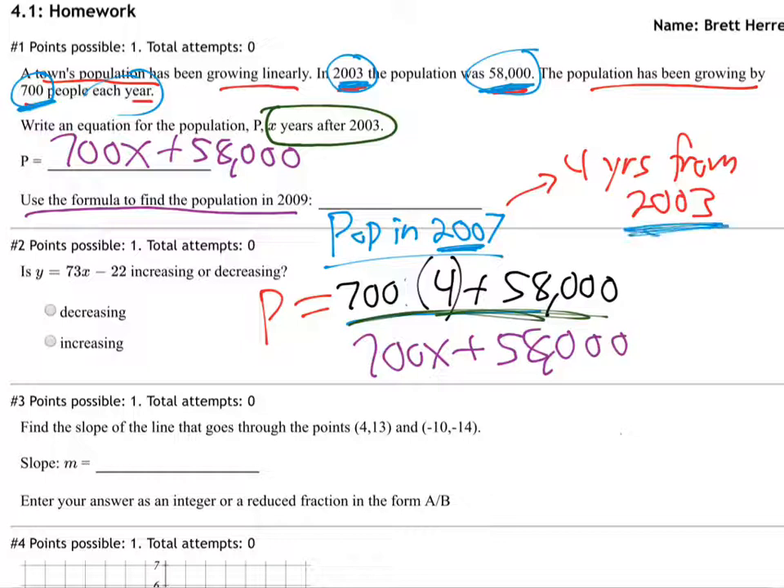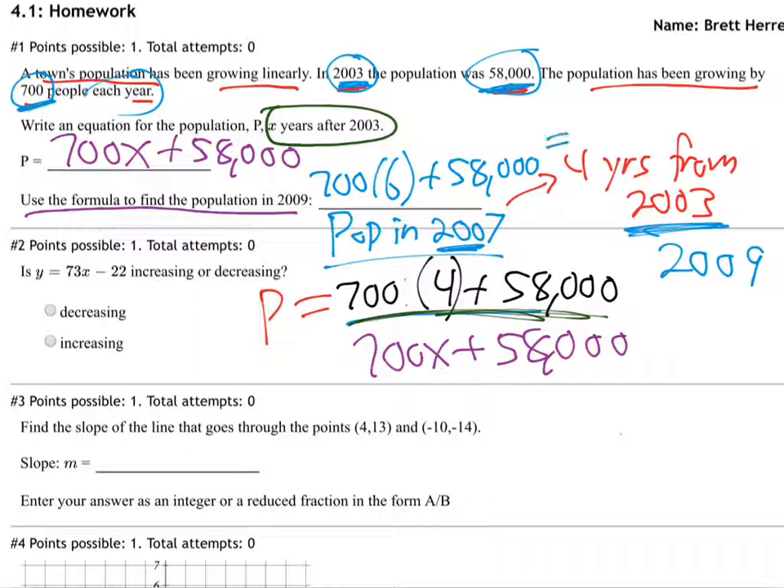How far is 2009 from 2003? 6. Perfect. So we'll just take the 700 times 6, because that's 6 years of growth, isn't it? Add the 58,000, and you get some answer, whatever it is. 62,200? Is that what it is? Nice. Good there? You like how that's real? All right. Let's try number 2.